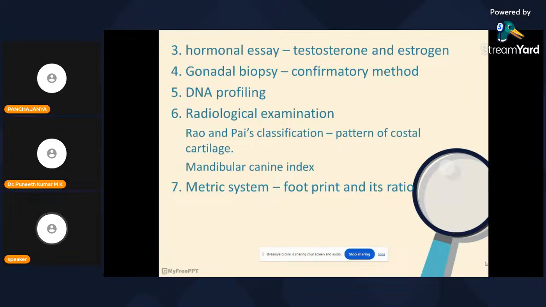In classification, the pattern of the costal cartilage will be different. In males there are two patterns, a square bracket and a linear type, whereas in the female it is a central tongue-like appearance. Based on those structures, we can differentiate whether it is a male or female structure. Then we can conclude with a metric system based on the footprint and its ratio. Like fingerprinting, based on the footprints and their ratio we can differentiate the sex of a person.